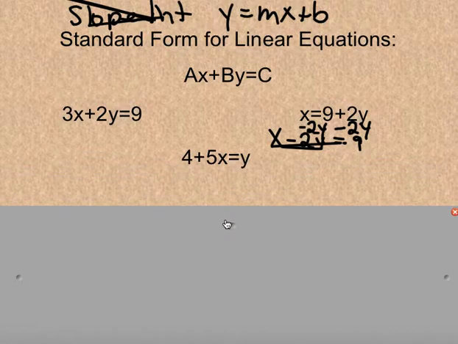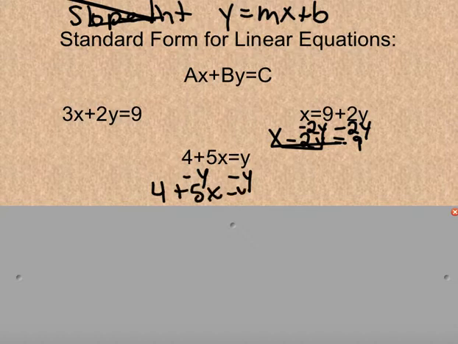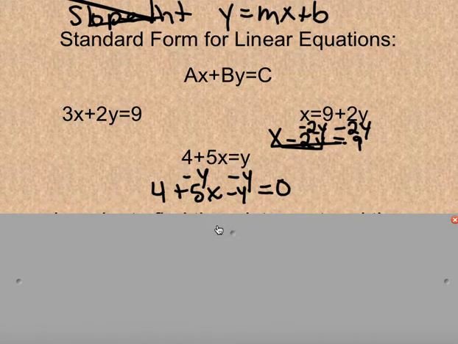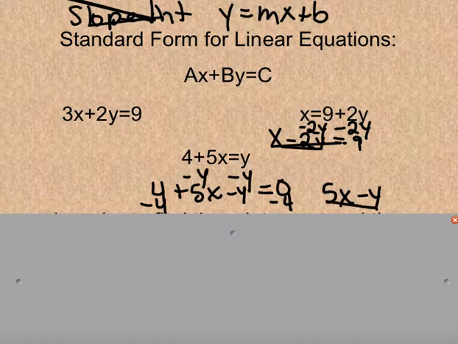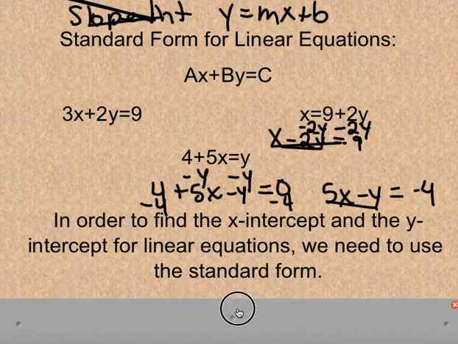Same with this one, except I'm going to do a couple steps. First, I'm going to subtract y to get it on the left side. So we have everything on the left side, 4 plus 5x minus y equals 0. But we can't leave that 4 on the same side as those variables. So we are going to have to subtract it. Subtract 4, subtract 4. So our equation is 5x minus y is equal to negative 4. We do this so that it makes it a whole lot easier to find the x-intercept and the y-intercept.